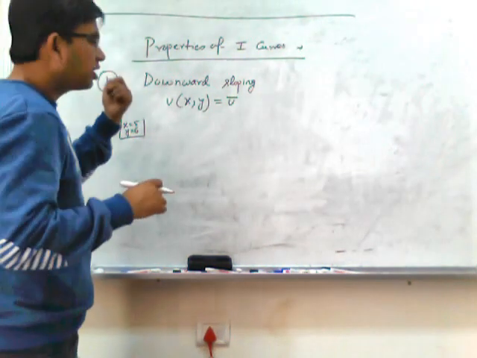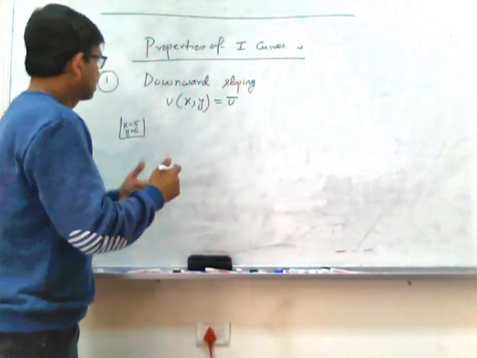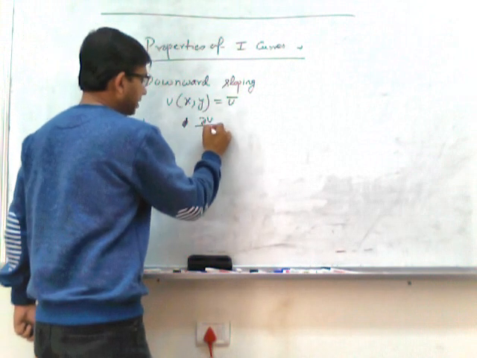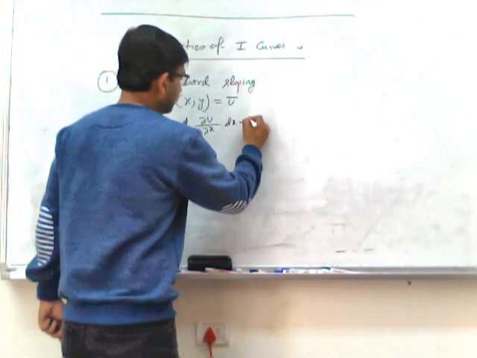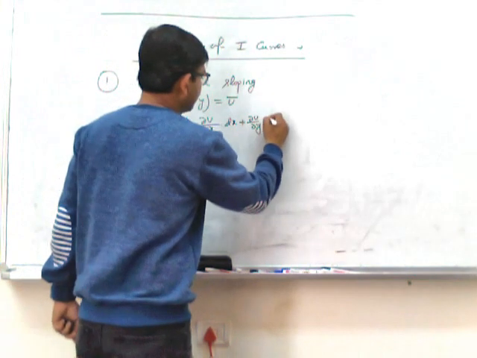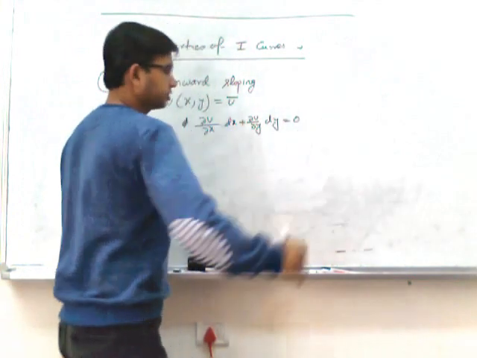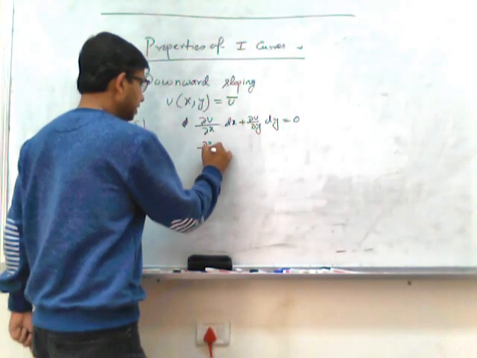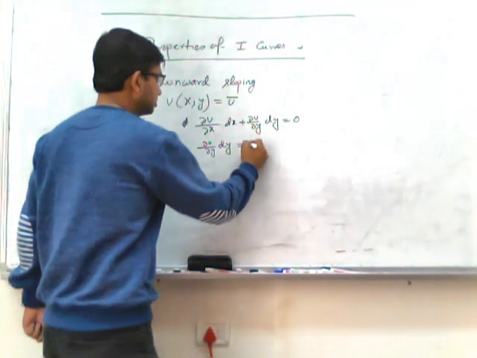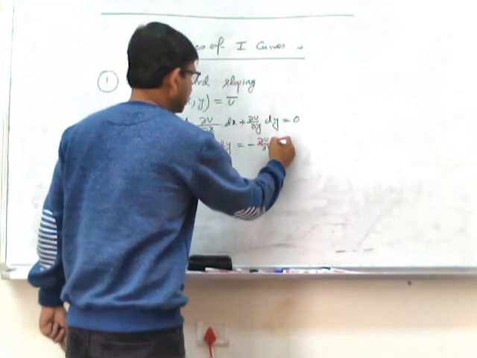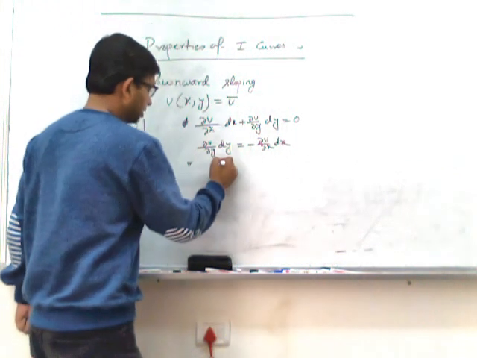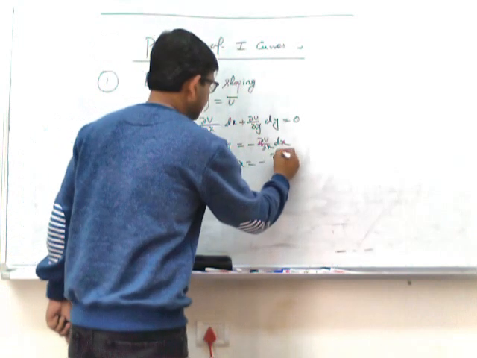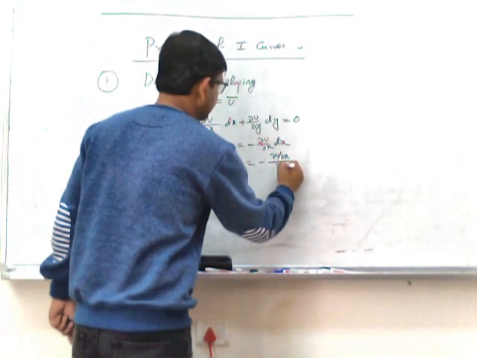Now if we want, we can prove it mathematically also. So if we differentiate it totally, we will get del u by del x into dx plus del u by del y into dy equals to 0. So we can write in other words del u by del y into dy equals to minus del u by del x into dx, or in other words dy/dx equals to minus del u by del x divided by del u by del y.